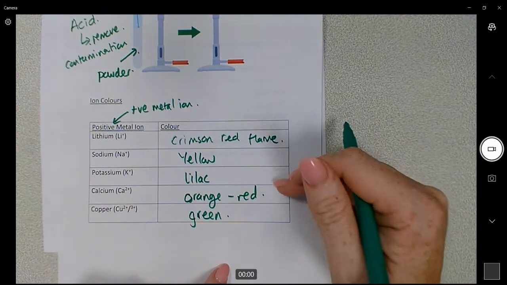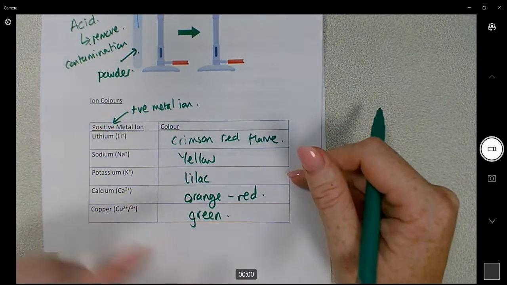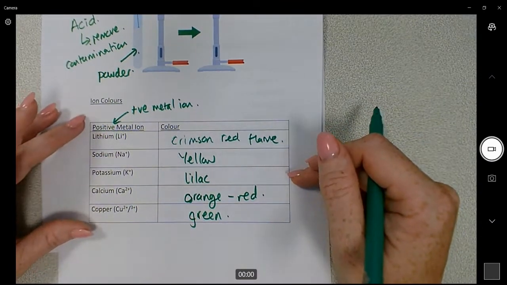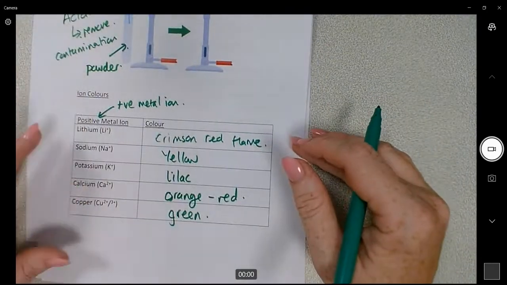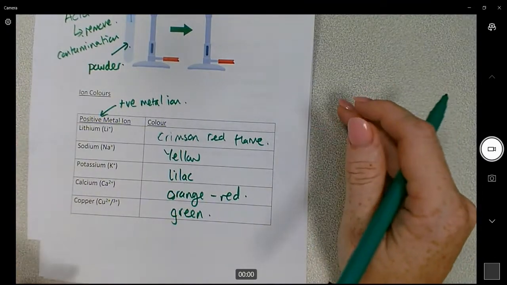So these are the colours you'd expect to see in a flame test. These are the ones that are on the specification that you do need to know the colour of. And we would use this technique to help us to identify these specific positive metal ions.